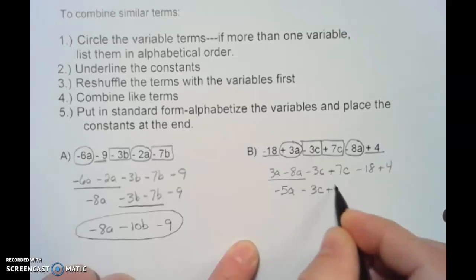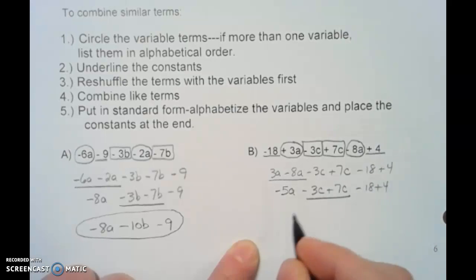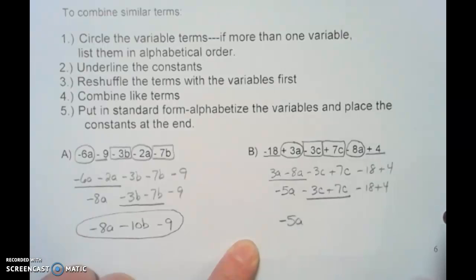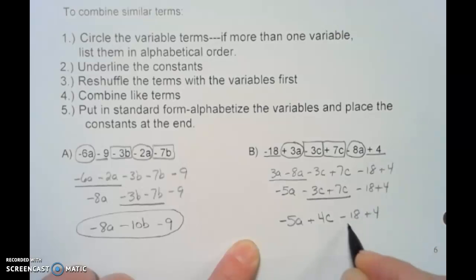Now bring down the c terms and the constants and combine the c terms. So we're going to have negative 5a again. Negative 3c and positive 7c, different signs, so again subtract. 7 minus 3 is 4, and it's going to be positive because this has the bigger absolute value, so I'm going to write plus 4c. Bring down the constants and combine.